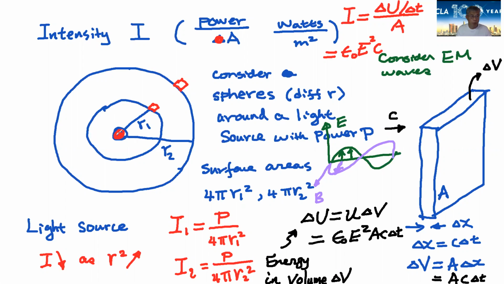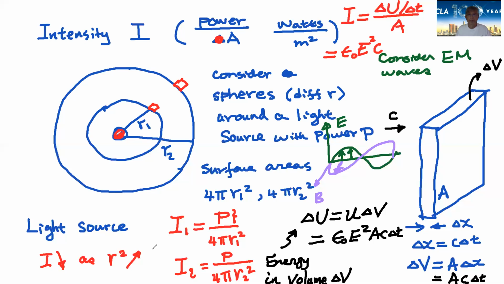So if you know the power of this light source is P, so P here is the light source power, then I1, the intensity at this R1 surface area, will be P divided by the area, which is 4 pi R1 squared. So as R squared increases from R1 to R2, you can see I2 is reducing, I is reducing as R squared is increasing.